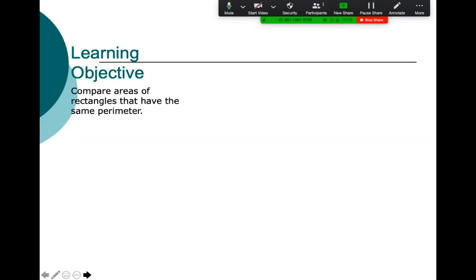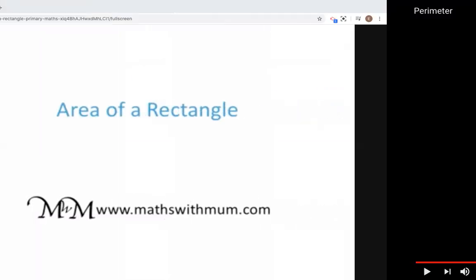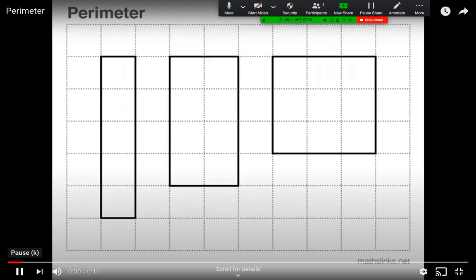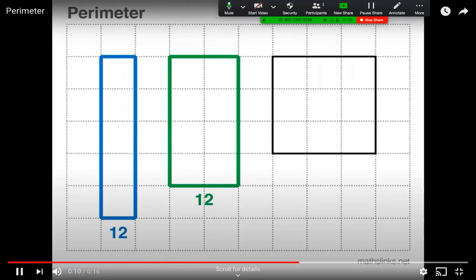But first, let's check on your prior knowledge and ask you, what is perimeter? Do you recall what perimeter is? Yes, you're right. It's the distance around a figure, as you can see here. So for each of these rectangles, the blue line in the first one would show you the perimeter. The green is the perimeter for the second rectangle, and the purple is that of the third rectangle. And remember, to find out the perimeter of any closed figure, you need to add up the length of all its sides.